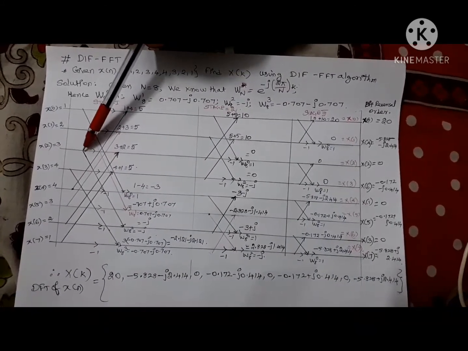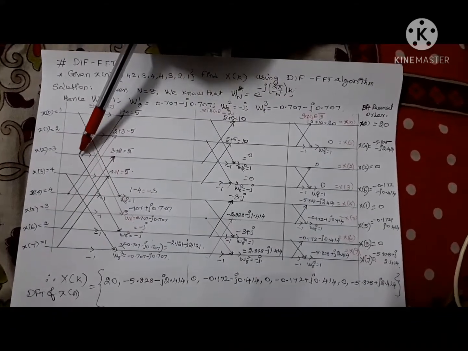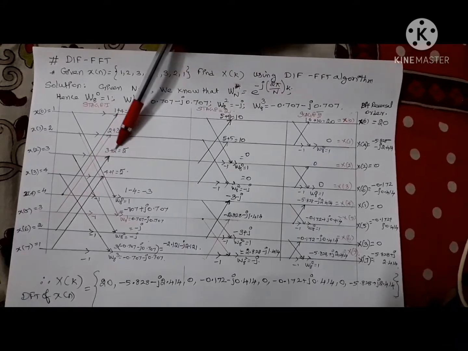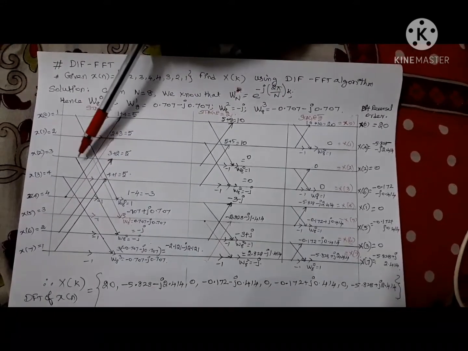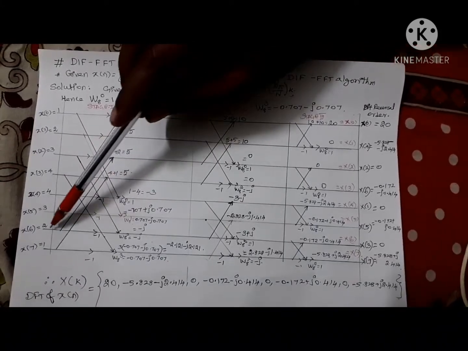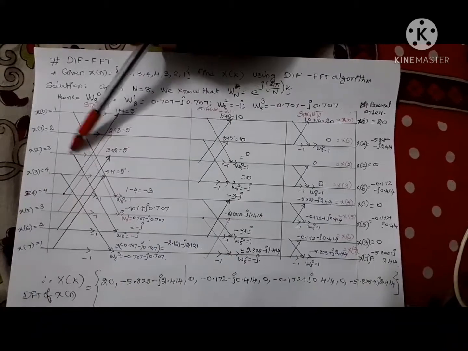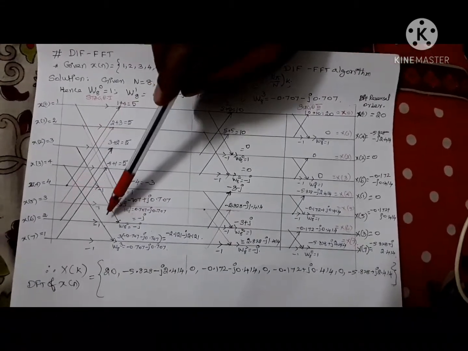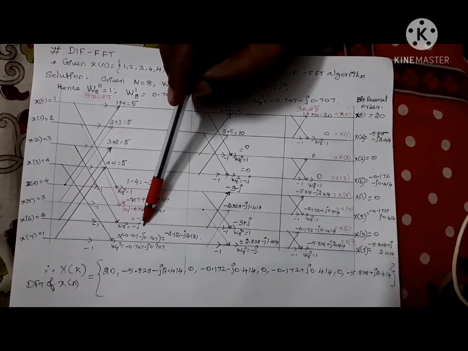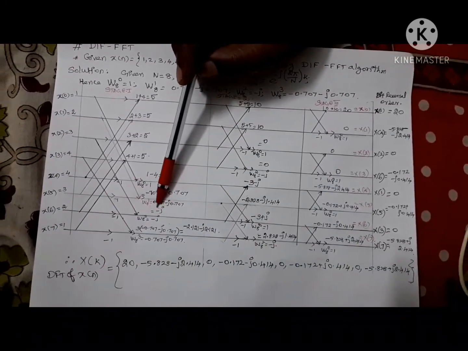Then another pair, the third line and the seventh line. The 3 goes up and adds together to give 5. The other line comes down, where the 2 takes minus 1, and the 3 comes here. So 3 minus 2 is 1. This is multiplied with W8 power 2. W8 power 2 is minus j only, so multiplying with 1 gives minus j only.